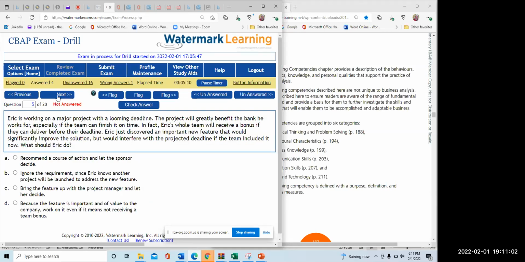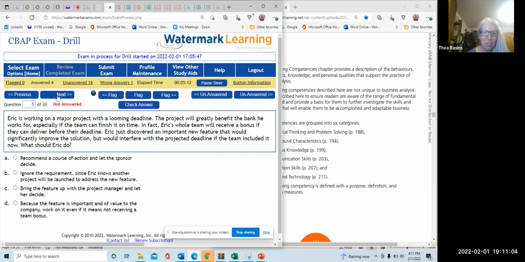Eric is working on a major project with a looming deadline. The project will greatly benefit the bank he works for, especially if the team can finish it on time. In fact, Eric's whole team will receive a bonus if they can deliver before their deadline. Eric just discovered an important new feature that would significantly improve the solution, but it would interfere with the projected deadline if the team included it now. What should Eric do? I want to hear soap opera music here.